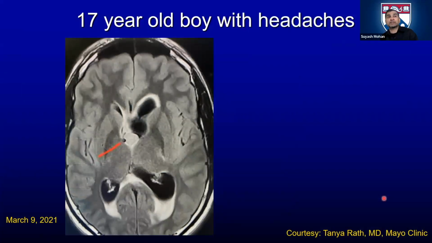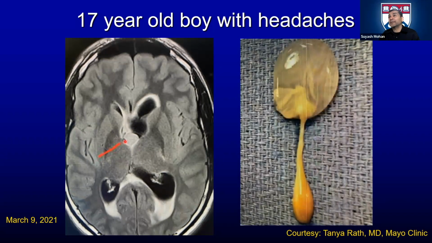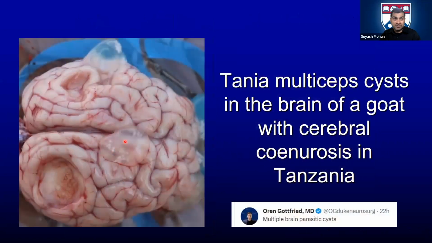This is a case which was sent to me from Mayo Clinic, right? And look at this, right? This was actually called a colloid cyst. Colloid cyst, right? It is in the third ventricle, asymmetric ventricular obstruction, hydrocephalus, right? But what is the clue? That's the clue. And look, this is what came out, right? Another case of neurocysticercosis.